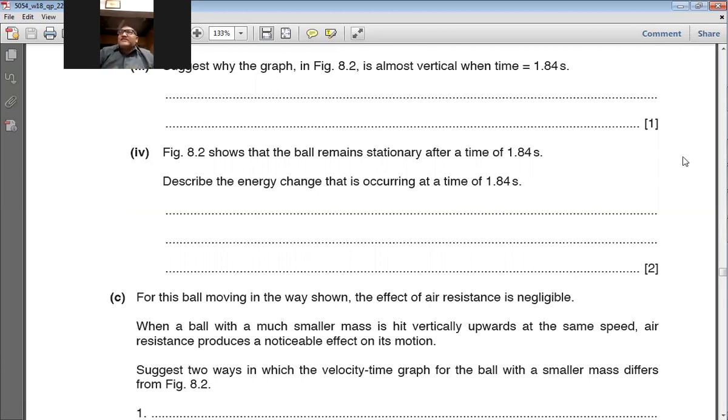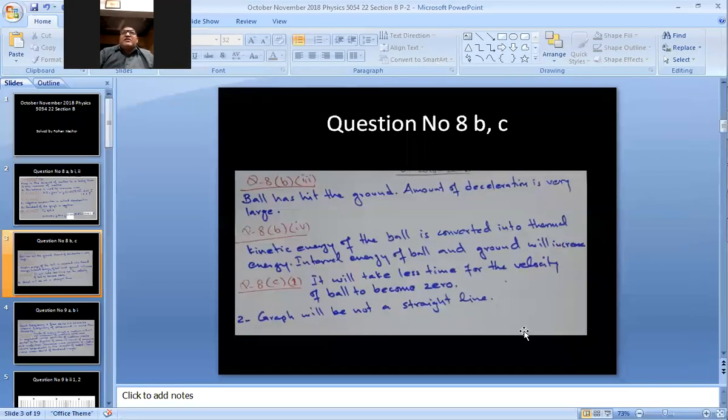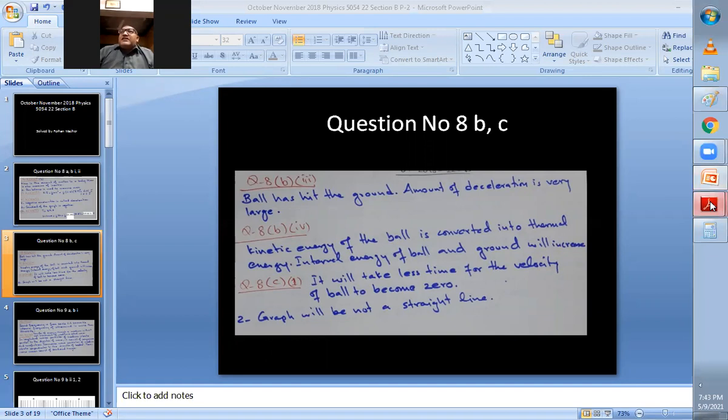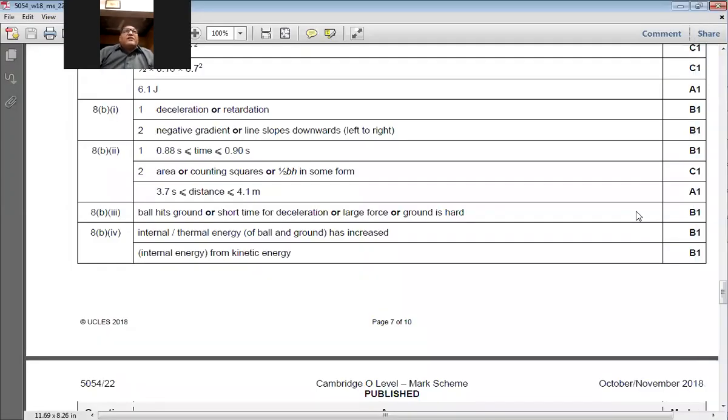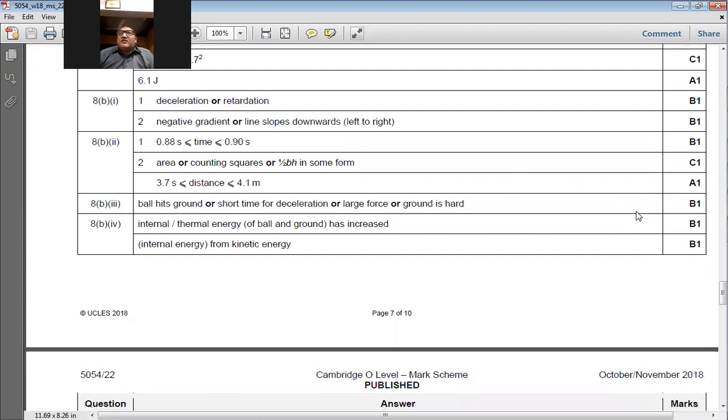Okay, so let's check what I have written. Kinetic energy of the ball is converted into thermal energy. Internal energy of the ball and the ground will increase because when the ball collides with the ground, the internal energy of both of them will increase and their temperature will rise. So all of that will be converted into heat. So internal thermal energy of the ball and the ground has increased from kinetic energy. Kinetic energy will be converted into internal energy, and some thermal energy will be produced.